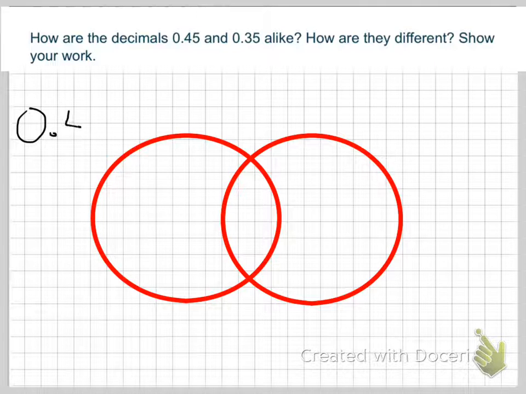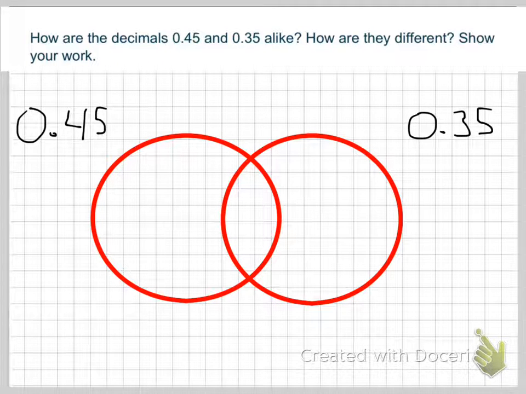Okay, let's use the pen, and we'll put our 2 numbers on the Venn. 0 and 45/100, that can go over here. And 0 and 35/100, that can go over here. And when I'm comparing, one of the first things I normally do is I look at the largeness of the number. So 45/100, this is greater, so I'm going to put greater over here. Okay, and 35/100 is smaller than 45/100, so I'm going to put less, or smaller.